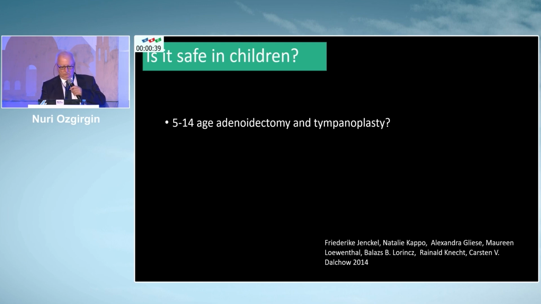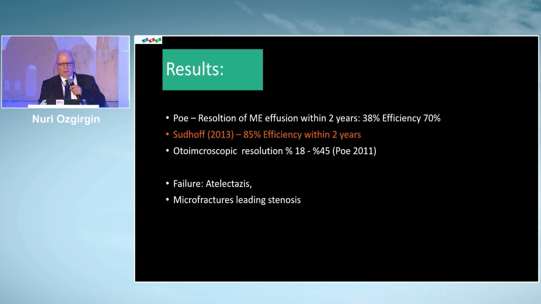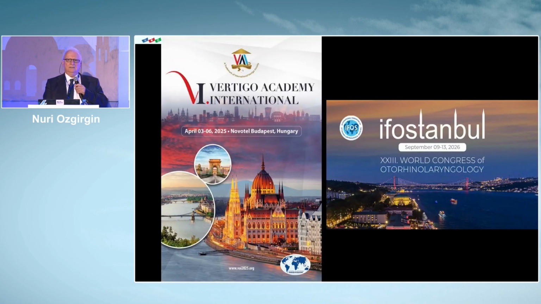There is a controversy about whether it is applicable in children. I think Professor Bachman will talk on this. The complications are generally minor. Minimal bleeding and mucosal laceration are the most common. And the success at 2 years is about 85%. This is the end of my talk, to be on time. Thank you very much for your attention.